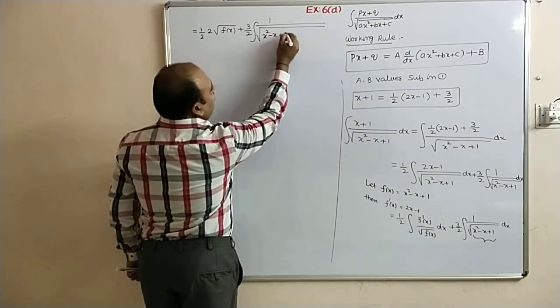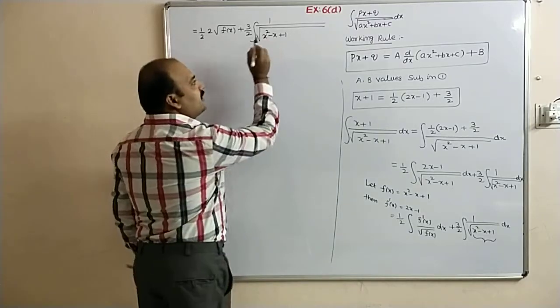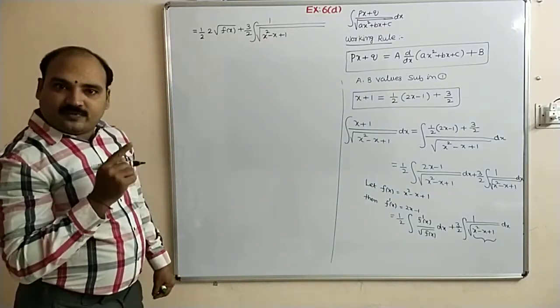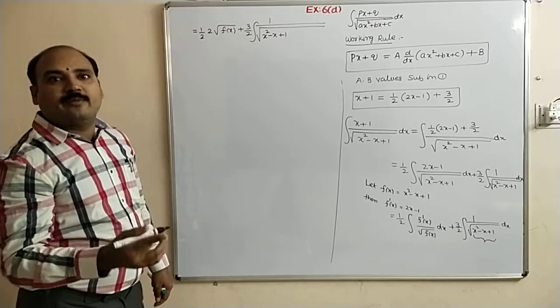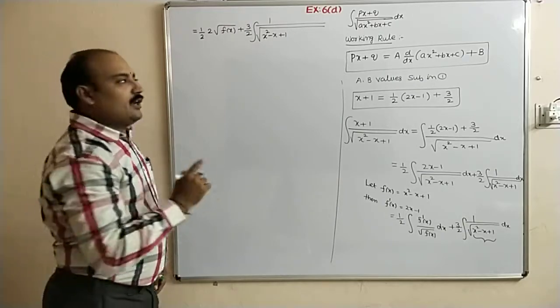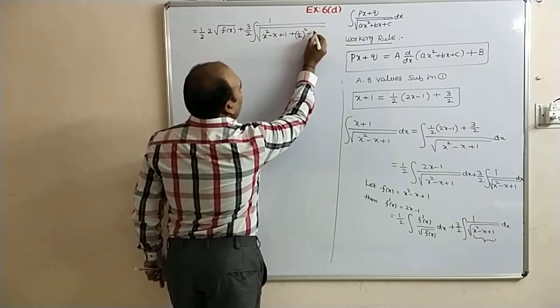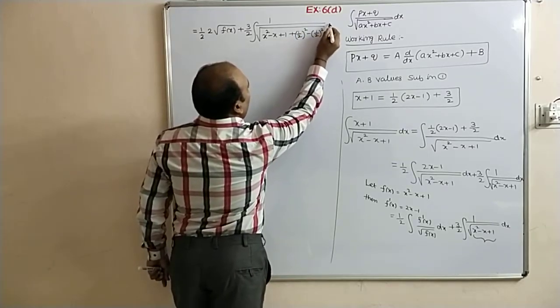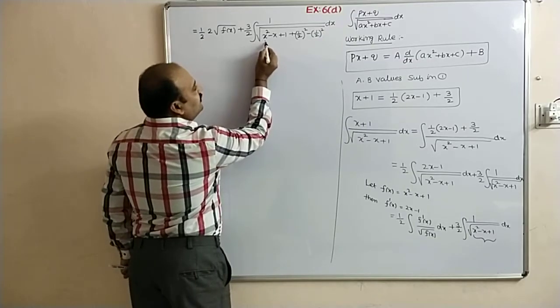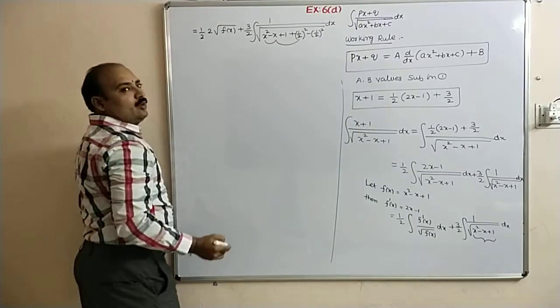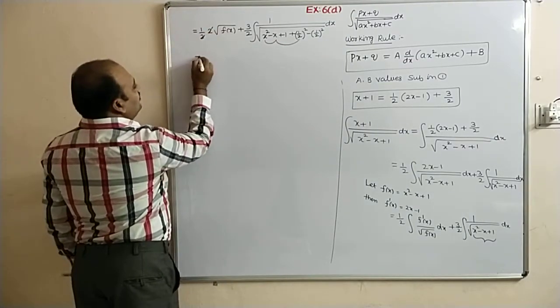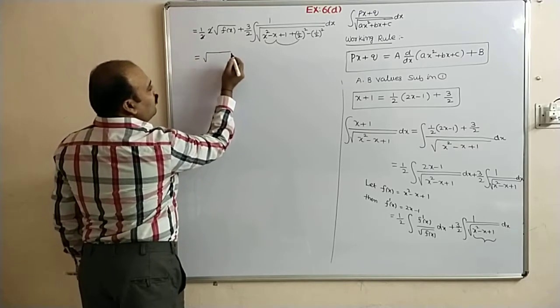x square minus x plus 1. Here the x coefficient is 1, half of that is 1 by 2, which you have to square: 1 by 2 whole square, adding and subtracting. So here, 1 by 2 whole square minus 1 by 2 whole square into dx. x square minus x plus 1 by 2 whole square, here the 2 gets cancelled, which is equal to root f of x. What is f of x?